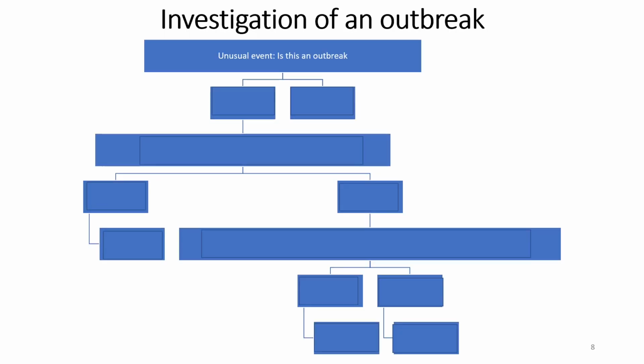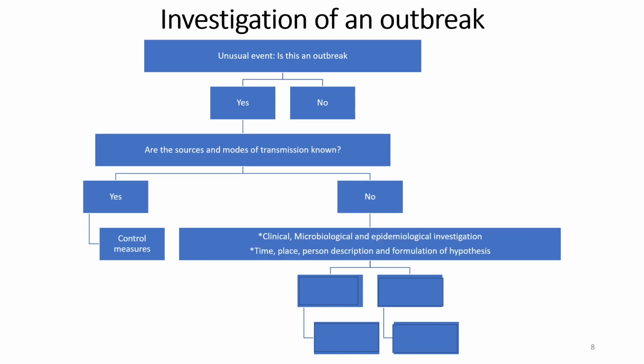When there is an unusual event, see whether it is an outbreak. The answer can be no or yes. If it is an outbreak, then find out whether the sources and modes of transmission are known. If yes, then go for control measures. If not, then investigate with the help of a clinician, microbiologist, and an epidemiologist and try to formulate a hypothesis by describing the time, place, and person. When your hypothesis fits the fact, then go for control measures. When it does not fit the fact, then go for analytical investigation.